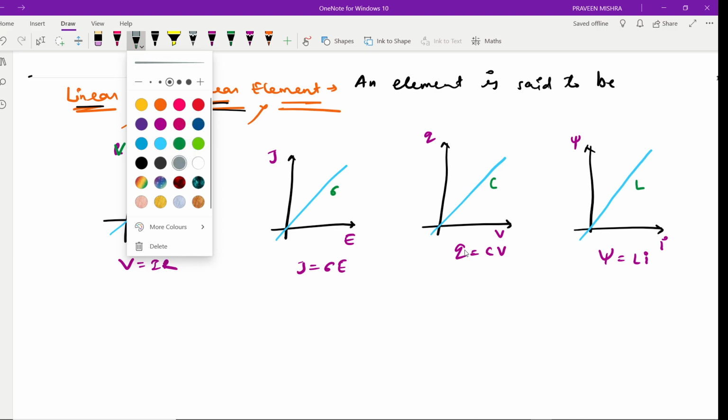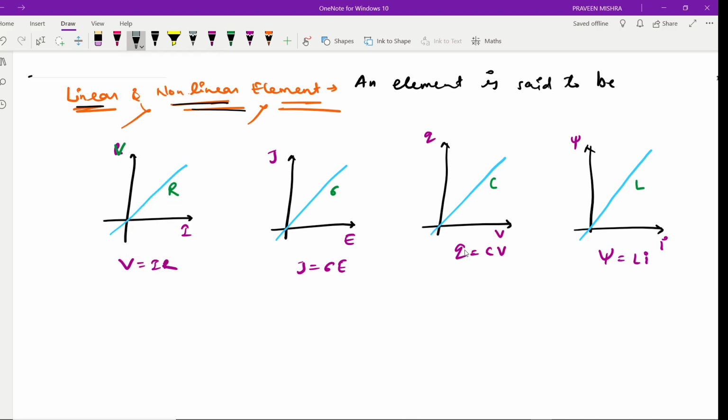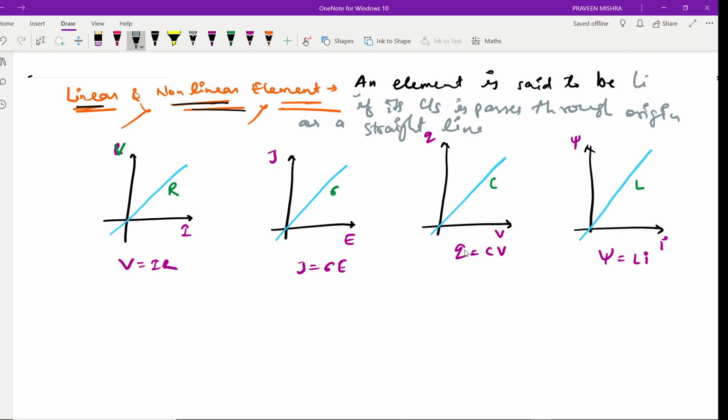An element is said to be linear if its characteristic passes through the origin as a straight line. Otherwise, it will be nonlinear.